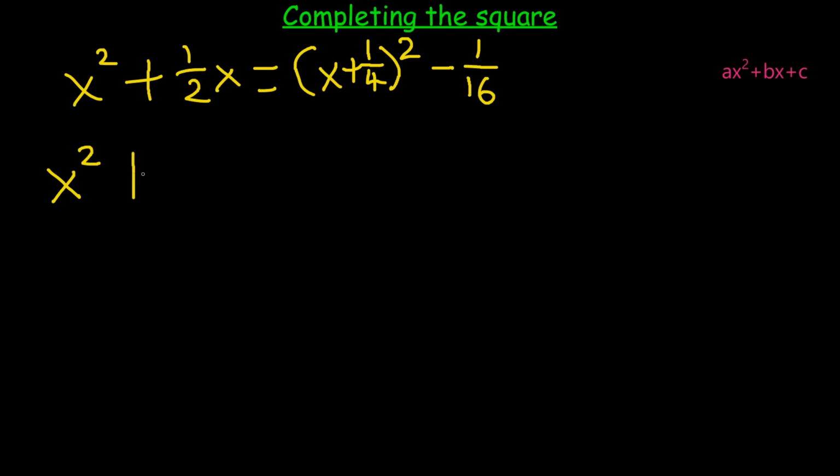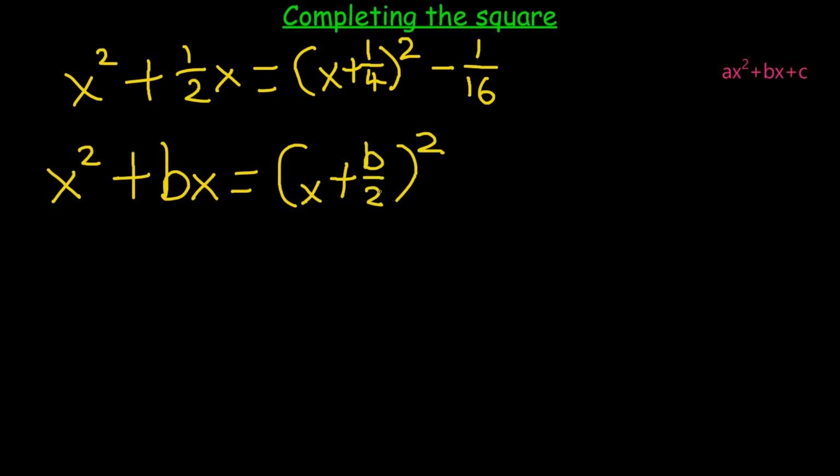So to summarise this technique, when we have x squared plus bx, any number b, we set up our framework and we put half of b in here, half of b, and then we subtract b over 2 squared.